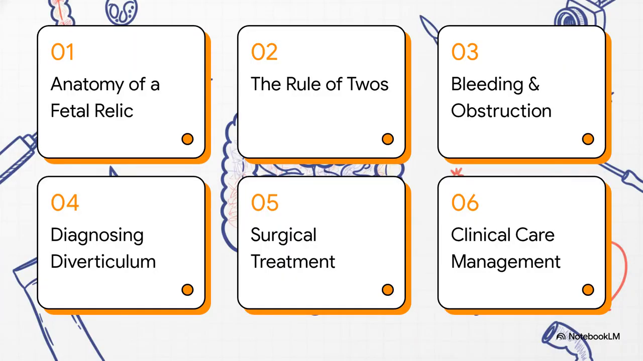To really get a handle on this pediatric GI anomaly, here's our roadmap. We're going to look at the anatomy of this fetal relic, a super helpful memorization tool called the Rule of Twos, the complications of bleeding and obstruction, how we diagnose it, surgical treatment, and finally the essential clinical care management.